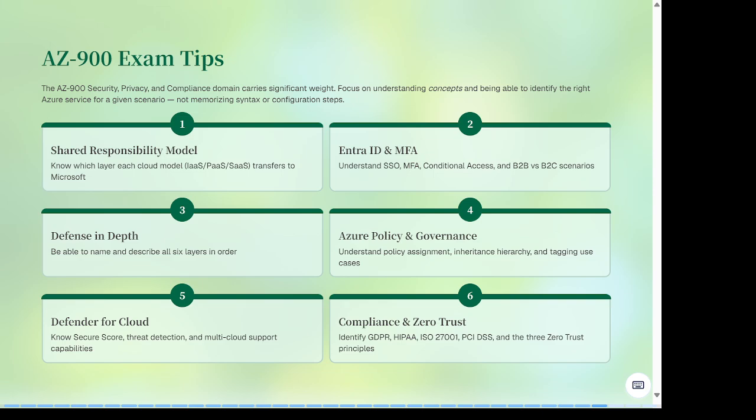Next, Azure Policy and governance. Policy assignments at management group or subscription level, the inheritance hierarchy, management group to subscription, and resource group plus resource, and tagging for cost tracking and automation.